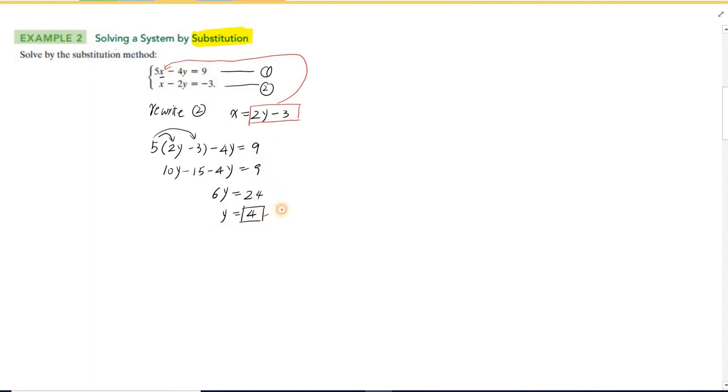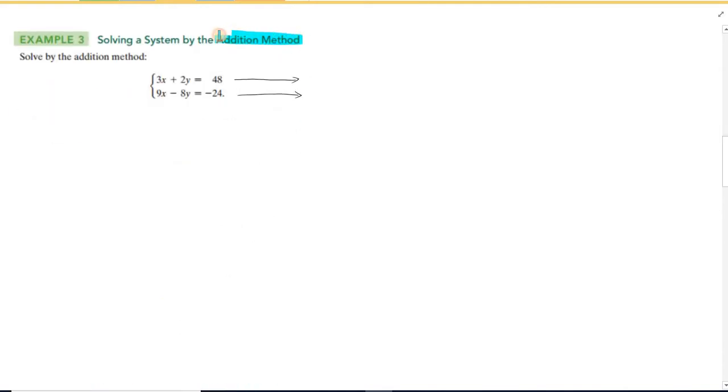So now I'm going to substitute back here and find my x. My x equals 2 times, alright, substitution, 2 times 4 minus 3 equals 5. So I can write my solution as 5, 4. So of course you can just go ahead and check your answer by using the method we explained in example 1.